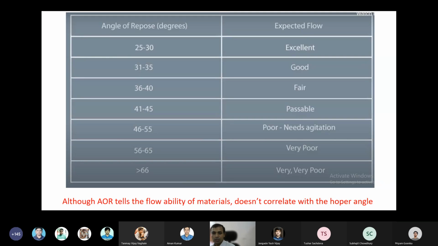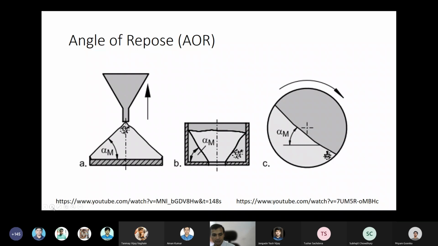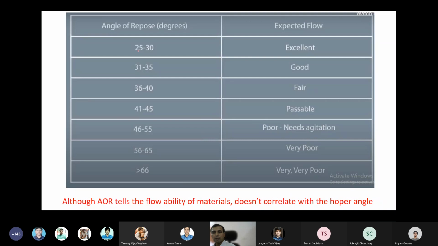So here I am showing the table which gives the flowability of the particles based on method A. Only this method, this table is applicable. Don't quote these two. Of course, this is the most common way to measure the angle of repose. If the angle of repose is between 25 to 30, the flow is excellent, meaning the particles will flow without any hindrance. 31 to 35 is also good, but as the angle of repose gets higher, the flow becomes less and less free.